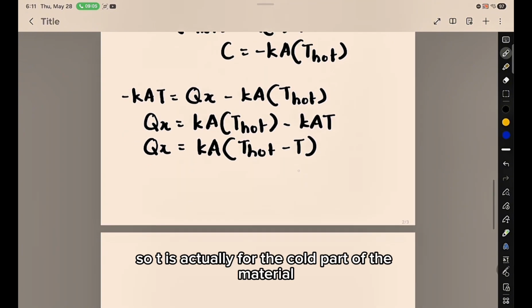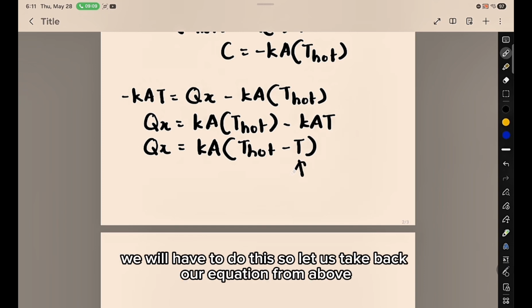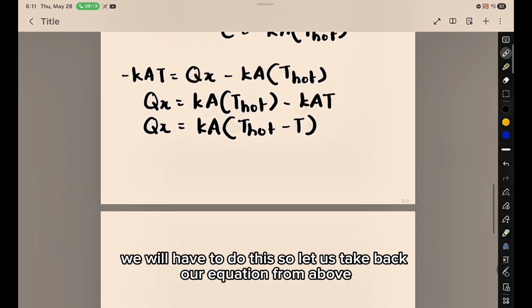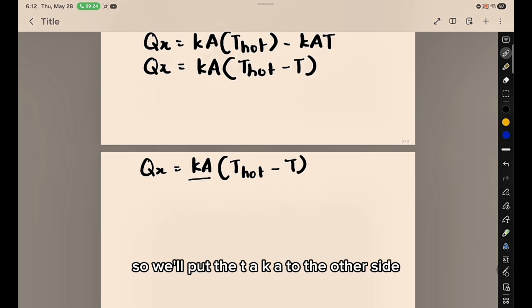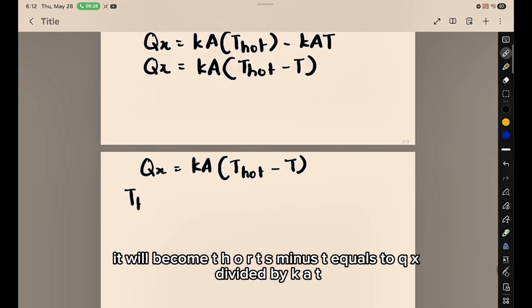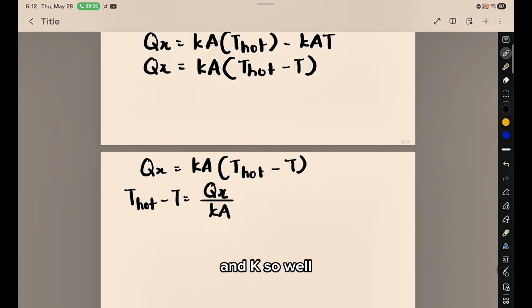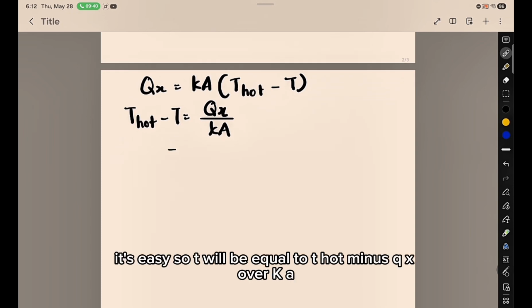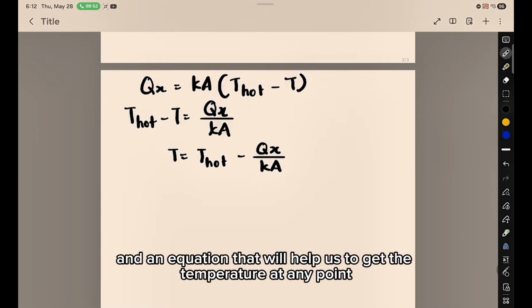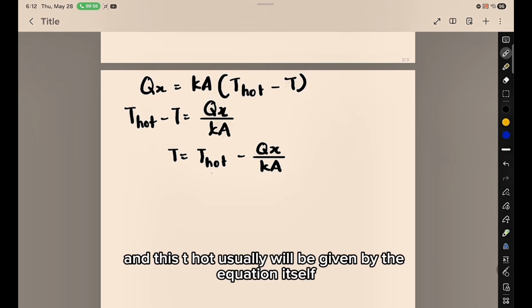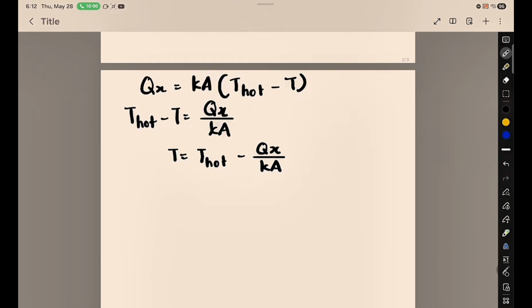So T is actually for the cold part of the material, and if we want to find just T, we will have to do this. Let us take back our equation from above: Qx equals Ka (T hot minus T). So we'll put the Ka on the other side. It will become T hot minus T equals Qx divided by Ka. And so it's easy. T will be equal to T hot minus Qx over Ka. So this is an equation that will help us get the temperature at any point, and this T hot here will be given by the equation itself. And that's it.